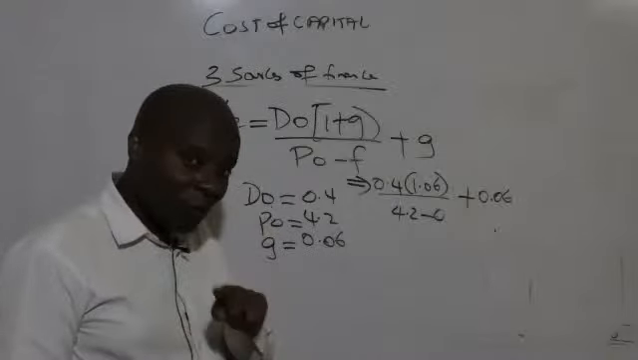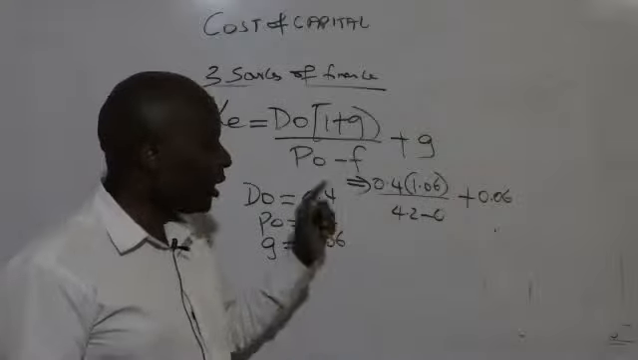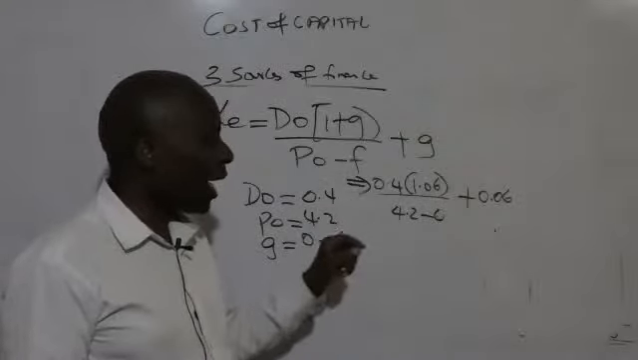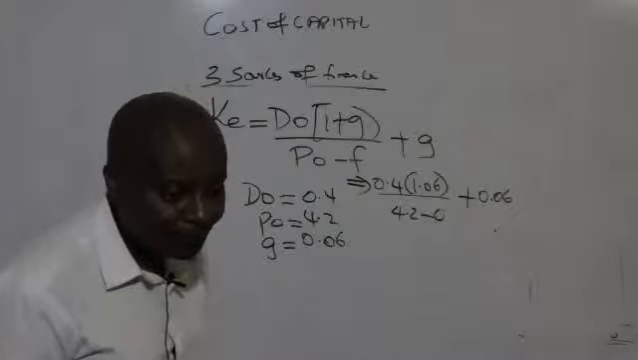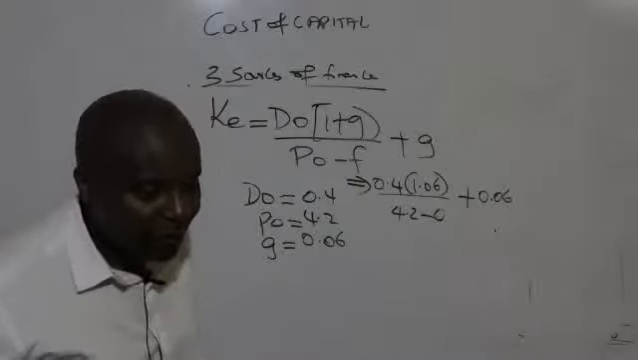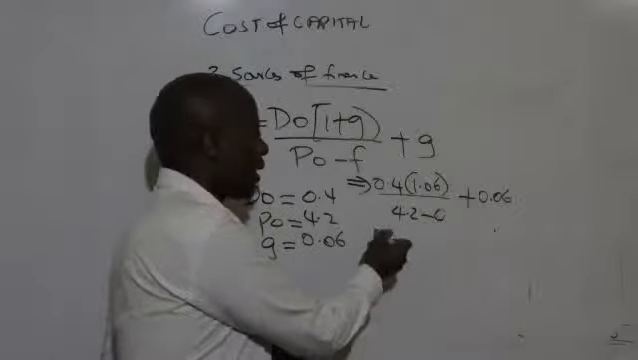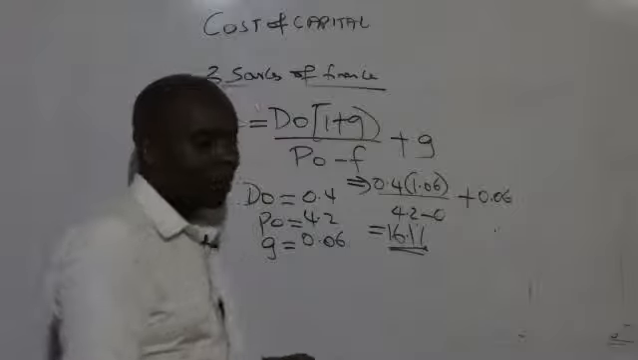You have to be careful here. So you're talking of 0.4 times 1.06 divided by 4.2 plus 0.06. Please give us an answer here. I'm being given by Francisca 16.1%. Thank you very much.